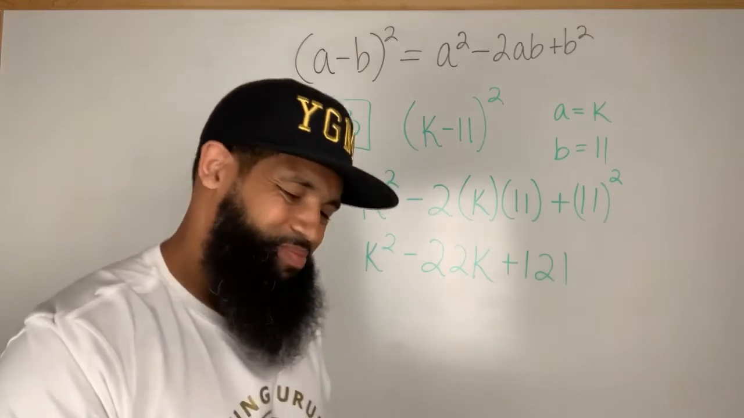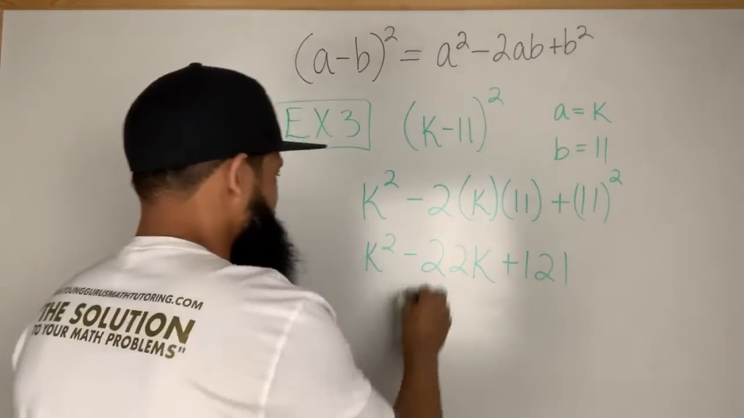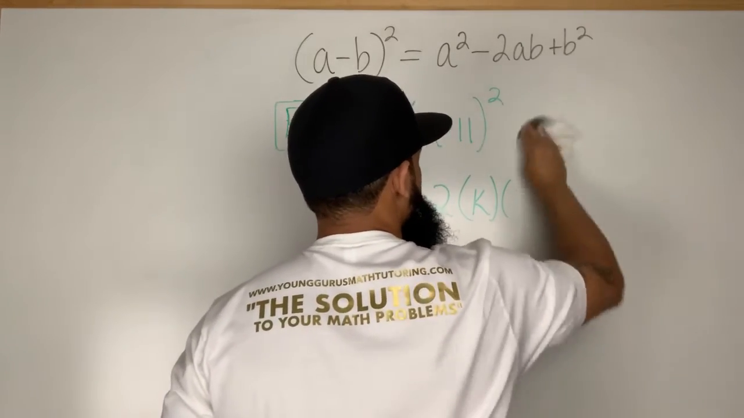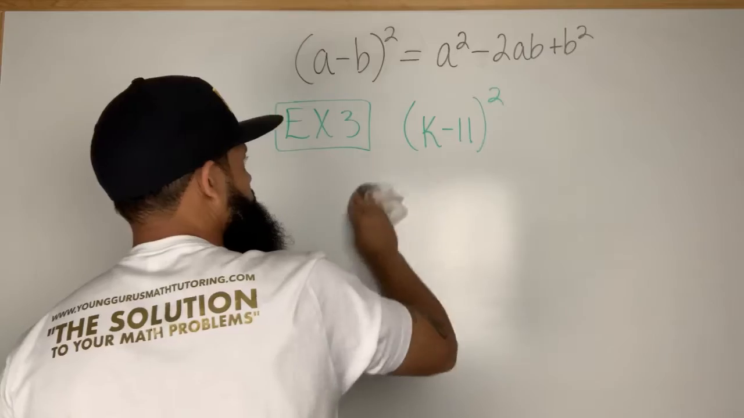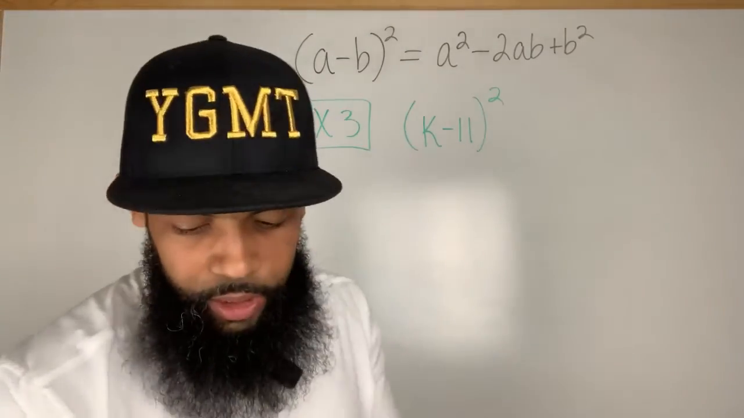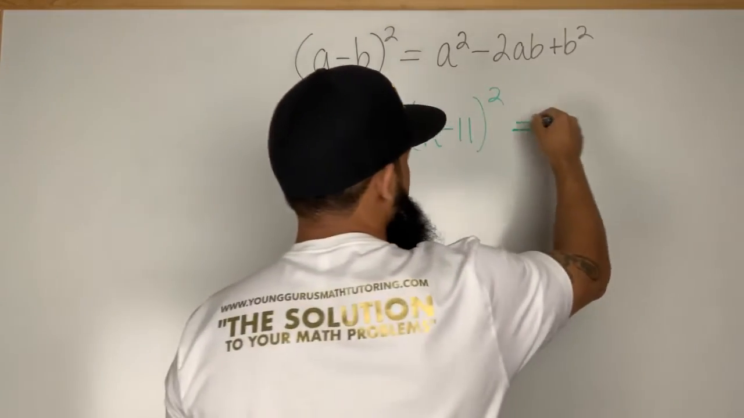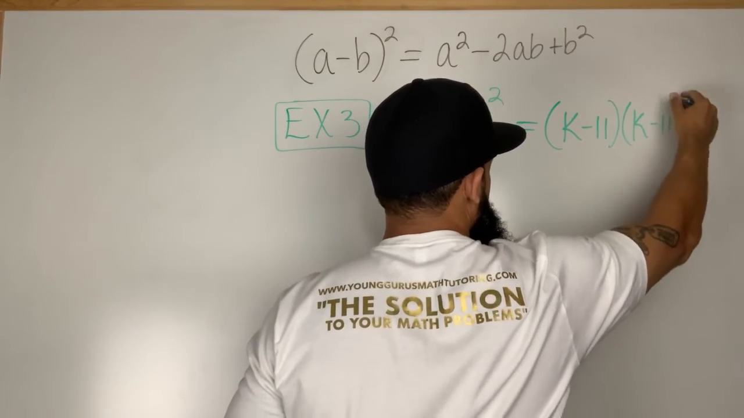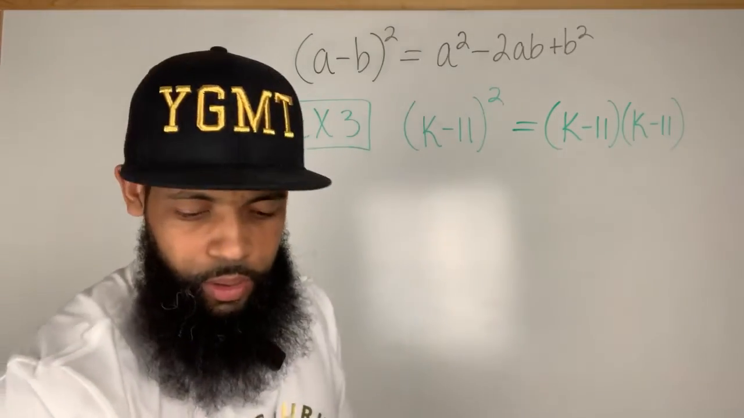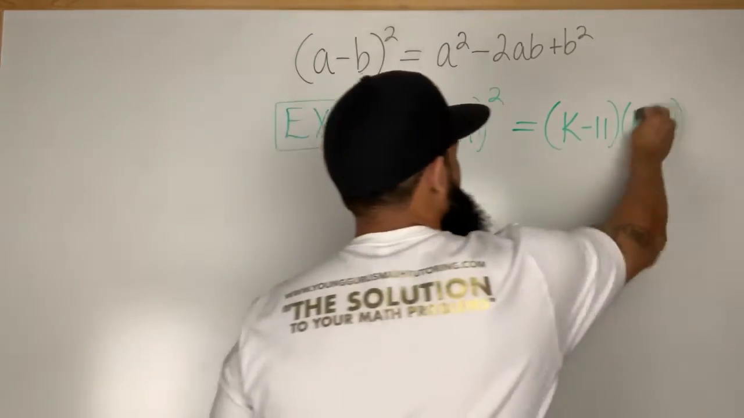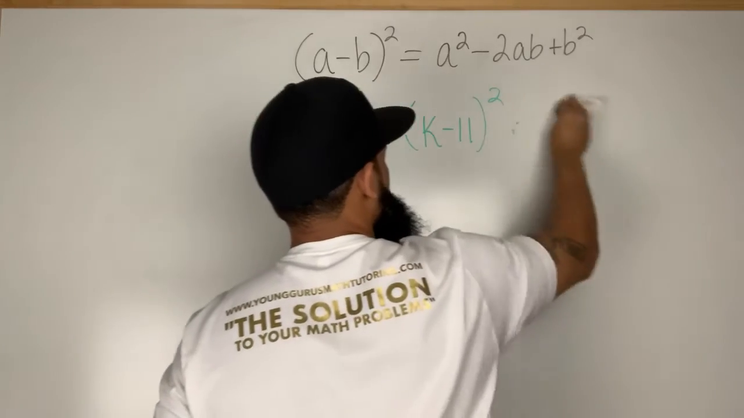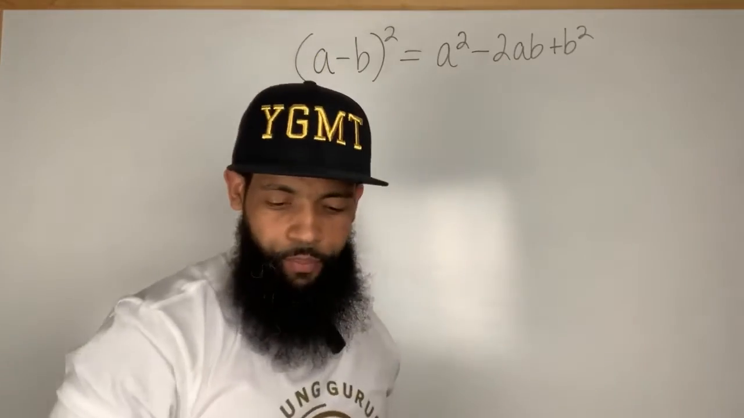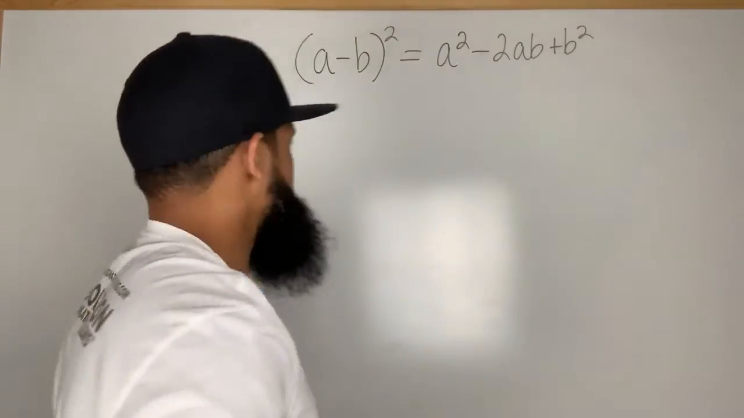So you could say it's like a formula. I guess it would be considered a formula, but this is one of the special cases of multiplying binomials. Because remember, and something I forgot to point out, this is the same thing as just saying k minus 11 times k minus 11. So if you have a binomial squared, instead of writing out and doing the FOIL method or the double distribution method, you can just apply this formula and save yourself some time.